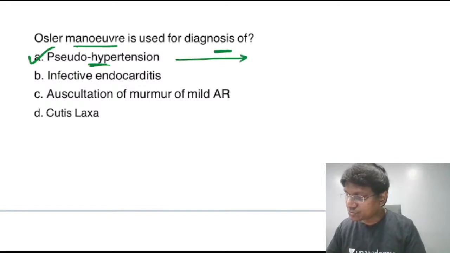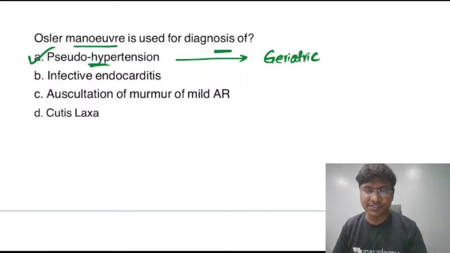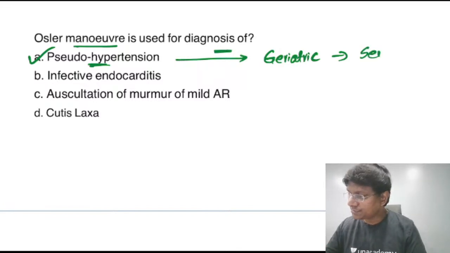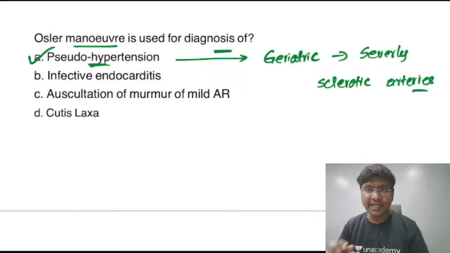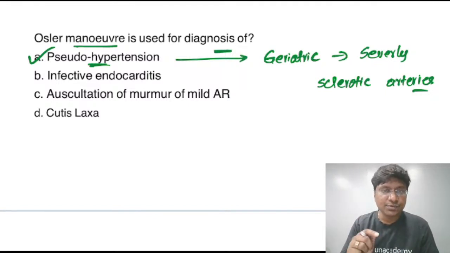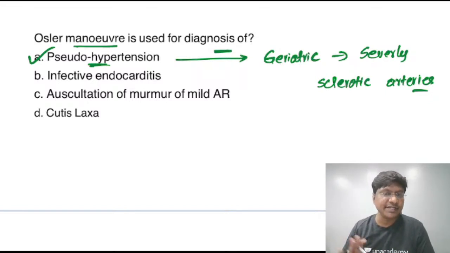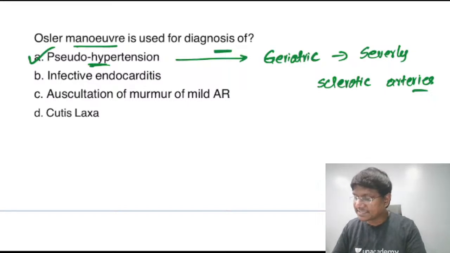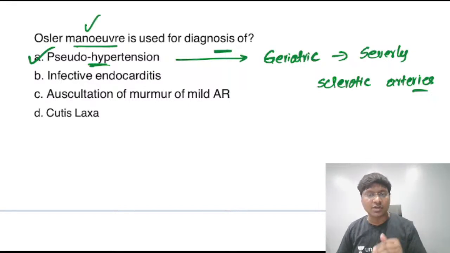Now, where do you come across this pseudohypertension? You come across this pseudohypertension in geriatric patients. And why do you have pseudohypertension in geriatric patients? That is due to severely sclerotic arteries. Right, that is due to severely sclerotic arteries. Now this leads to overdiagnosis of hypertension in these patients, and that is the reason why it is called pseudohypertension. In such a case we use a maneuver called the Osler's maneuver.